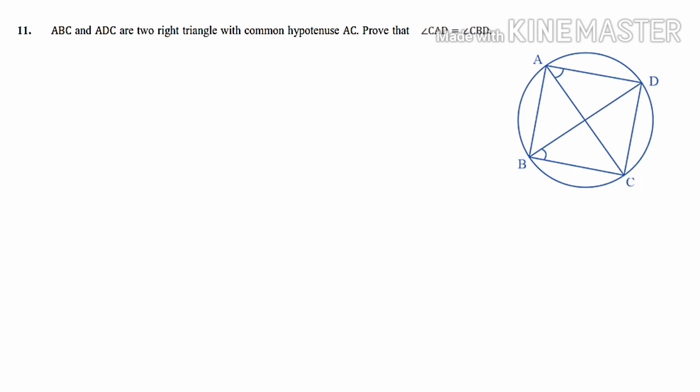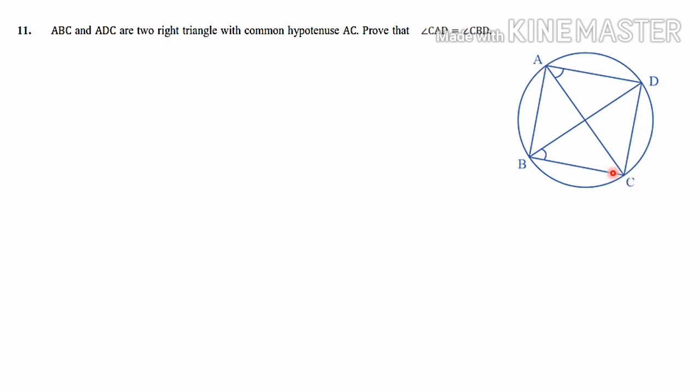But if you first draw the triangle and then draw the circle, it will be a difficult task for you. That's why I have drawn a circle first, then inside the circle I put the points A, B, C and D. I have drawn the triangles. Which one is convenient for you? I think this is the best way: we can draw a circle first, then put the points inside. Here ABC and ADC are two right triangles having common hypotenuse AC.